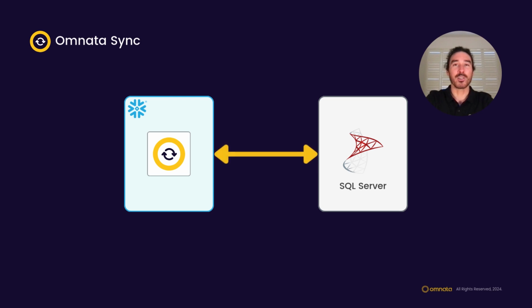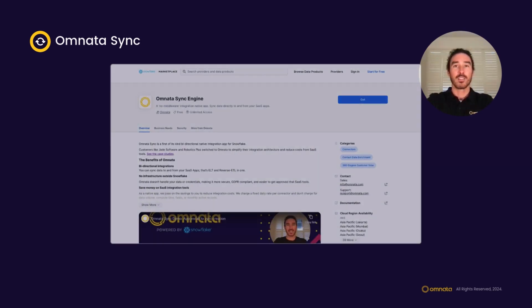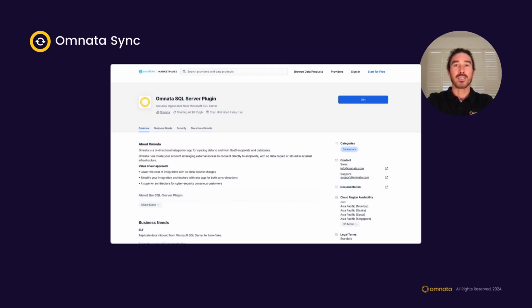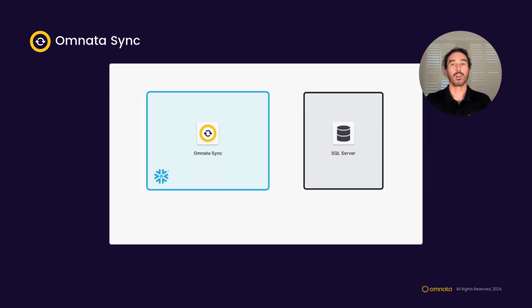In this video, we're going to show you how to connect to your SQL Server using Omnata's native app for Snowflake. You'll need to install the Omnata Sync Engine native app and the SQL Server plugin from the Snowflake marketplace. Omnata supports multiple connection methods to your SQL Server, whether that's cloud or on-premise.